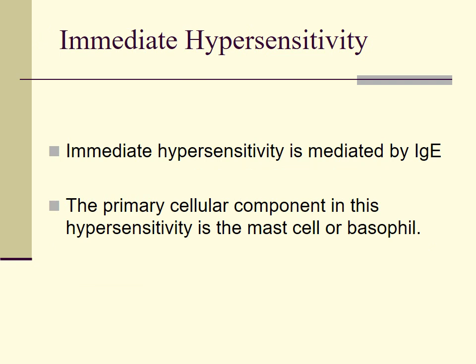This first type of hypersensitivity, immediate hypersensitivity, involves antibodies of the IgE type, and IgE antibodies are fixed to the mast cells or basophils. So the primary cellular component in this hypersensitivity is the mast cell or basophil, while the antibody is IgE.